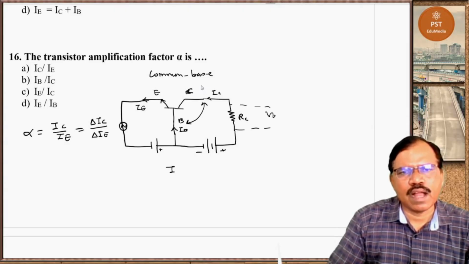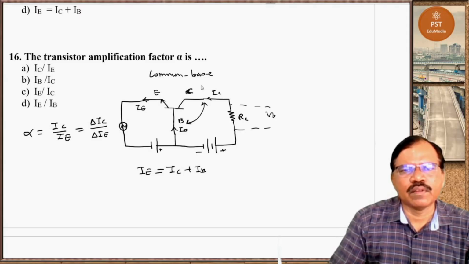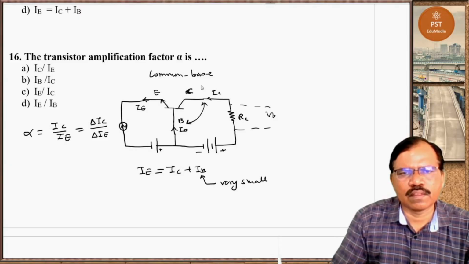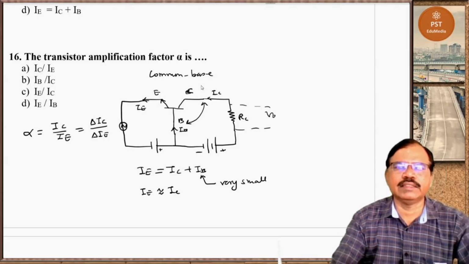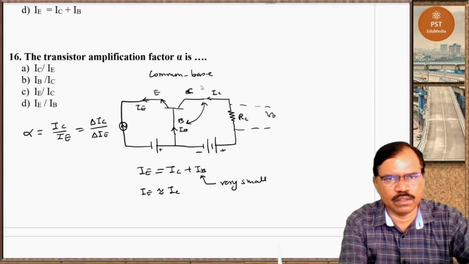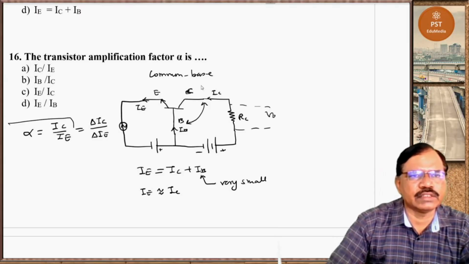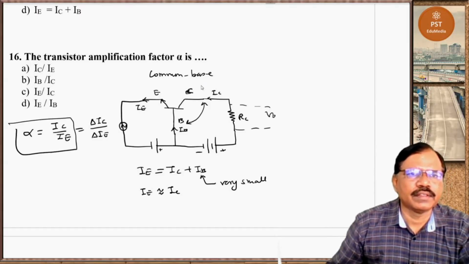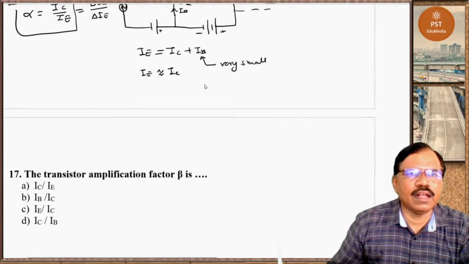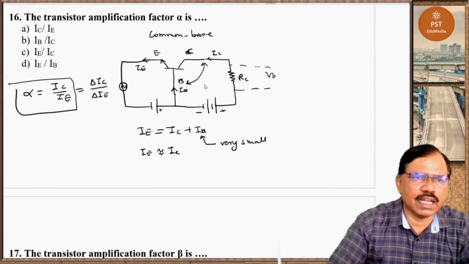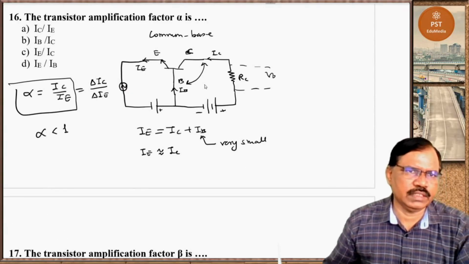Now we know IC plus IB is equal to IE, but base current is very small. So we have IE, it is approximately equal to IC. IE is greater than IC, but very small difference. So here alpha is defined as this. And generally this alpha, it is less than 1.